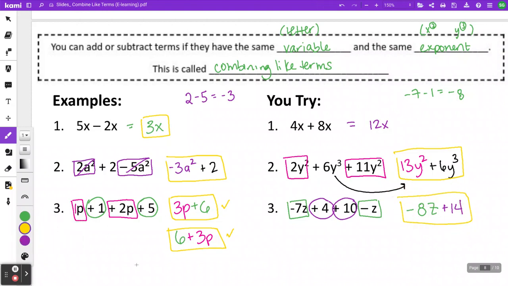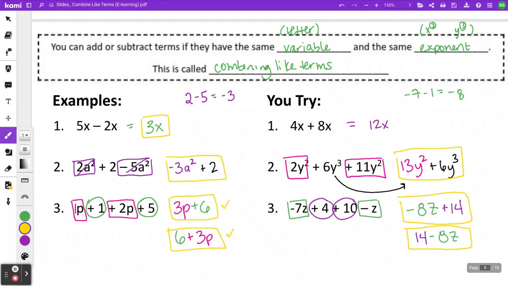And remember, you could also say, and I'll put it down as well, you could have also put the 14 first and then that -8z second. And both of those would be correct. So this first chunk here, this is what a lot of our combining like terms problems are going to look like.